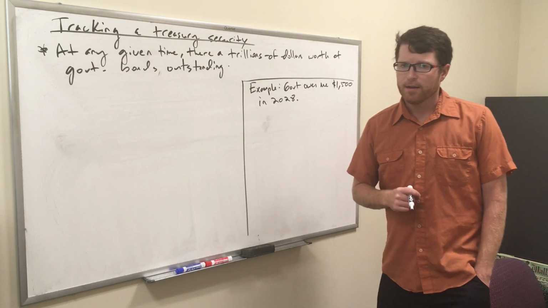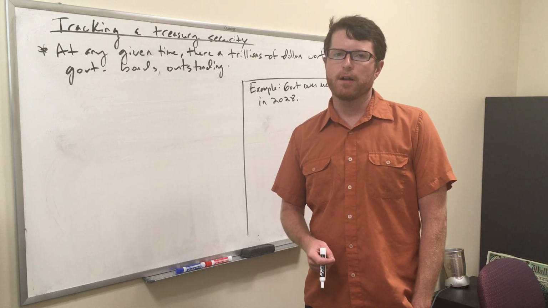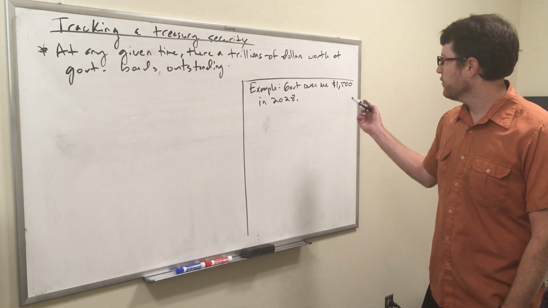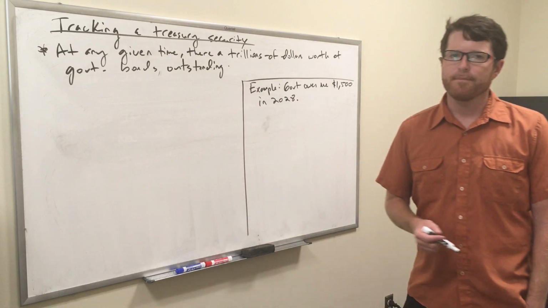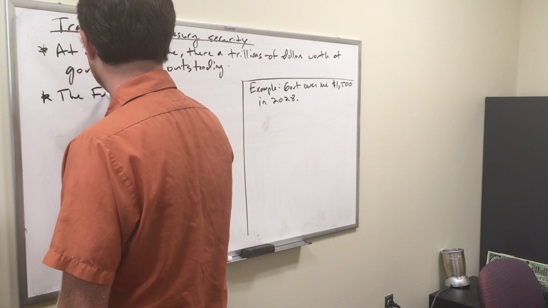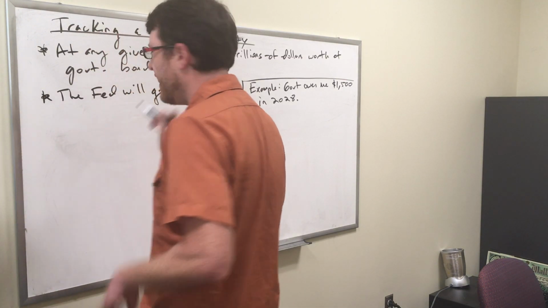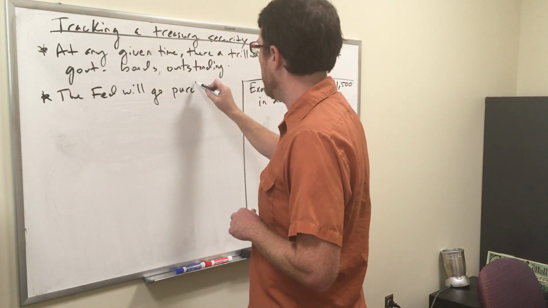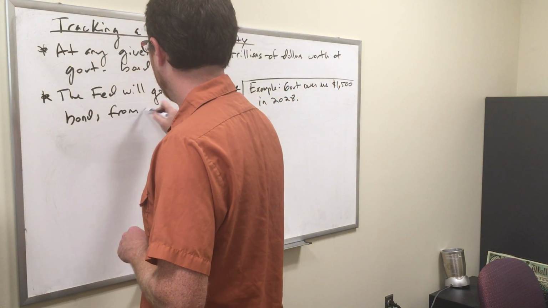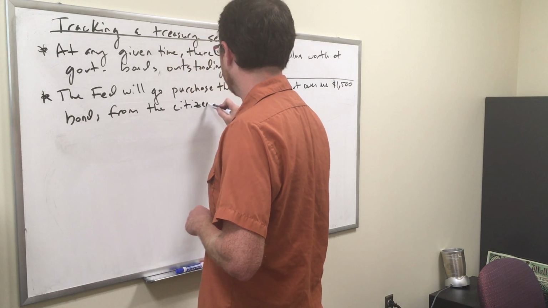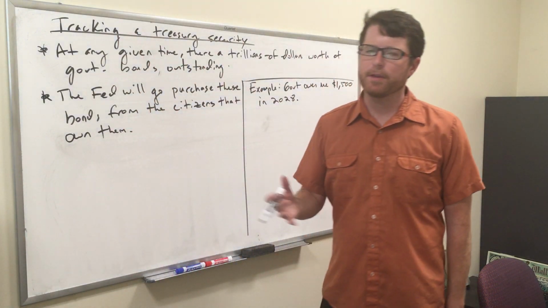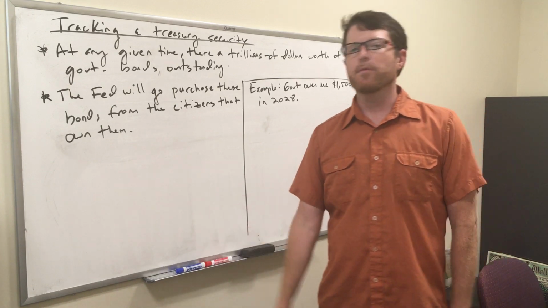Now, why does the government owe me money? Well, because I lent money to the government years ago. So maybe I lent $500 to the government in 2008, and in 2028 I'll get $1,500. Something like that. Okay? So what happens is the Fed will go purchase, if they want to increase the money supply, they will go purchase these bonds, these Treasury securities, from the citizens that own them. And remember, we're talking trillions of dollars that are out there that are owned by citizens, businesses, other countries, whatever. And the Fed will just go buy it from whoever's got them.